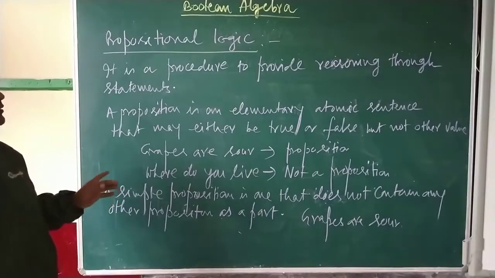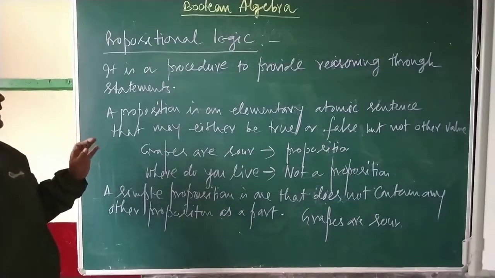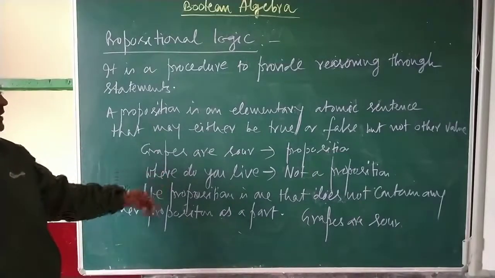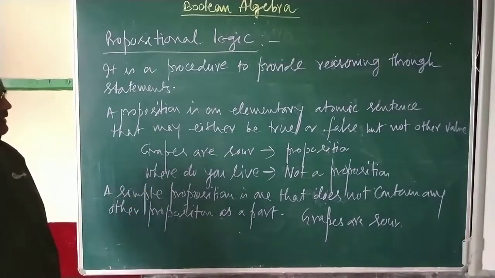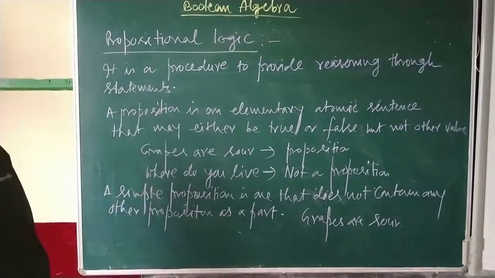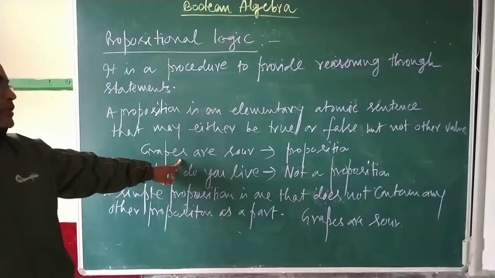That is a proposition. Each and every sentence that is either true or false, you can consider as a proposition. Like grapes are sour, it is a proposition. It can be 0 or it can be 1. It can be sour, or someone says no, it is not sour, so it is sweet. So there are two possibilities. This type of statement can be a proposition. It can have two values, yes or no.